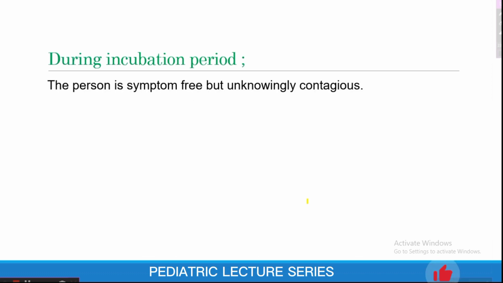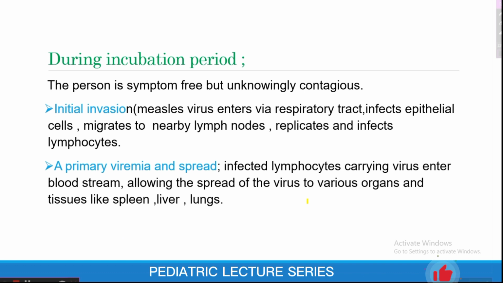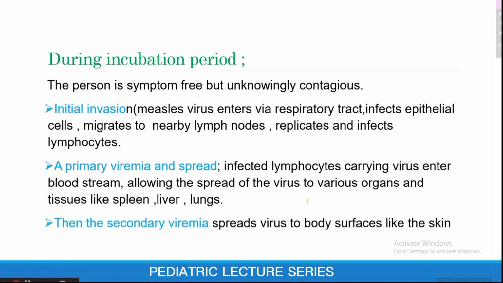In the incubation period, we are going to look at 3 major events. The first one is initial invasion, which involves the measles virus entering the respiratory tract, infecting the epithelial cells, and then migrating to nearby lymph nodes. It replicates from there and infects lymphocytes.